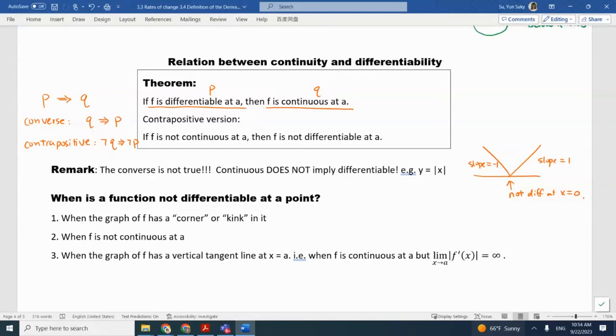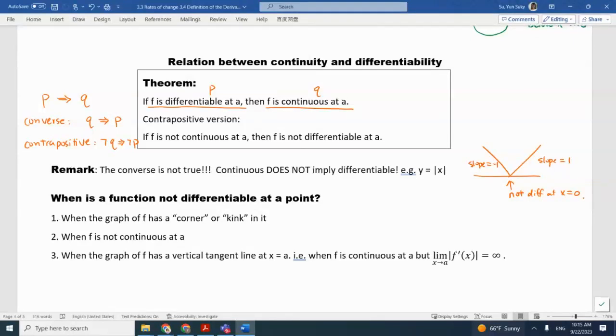It's continuous. Continuous means you just draw it without lifting your pencil from the paper. This is continuous, but it's not differentiable. Your left side derivative and the right side derivative do not match, so the derivative does not exist there. The derivative is just the limit of change of y over change of x. So if your left side limit and right side limit do not match, then the limit does not exist.